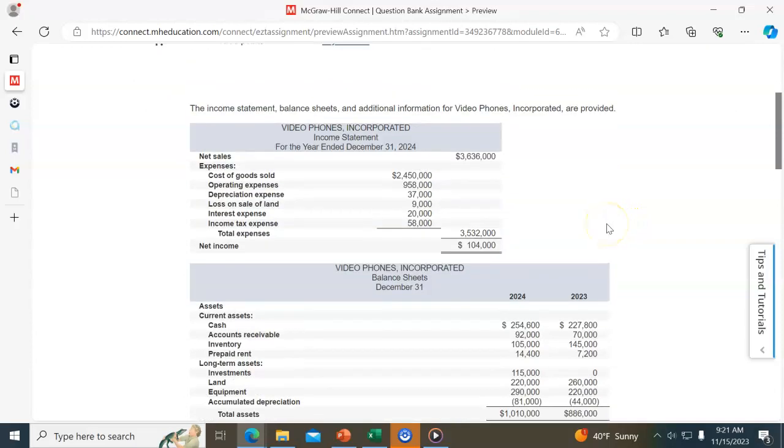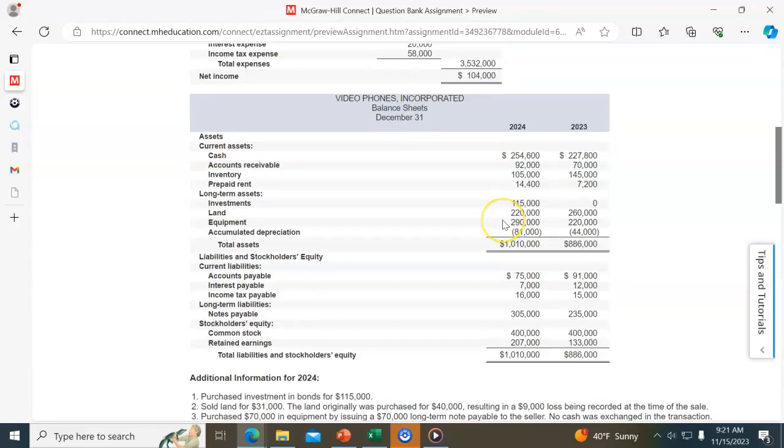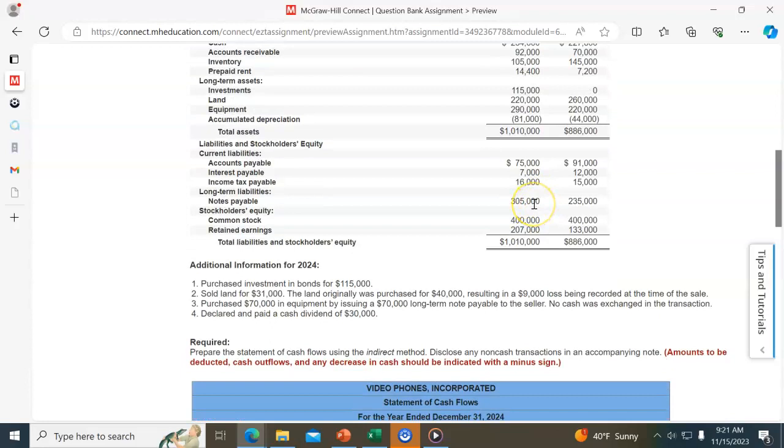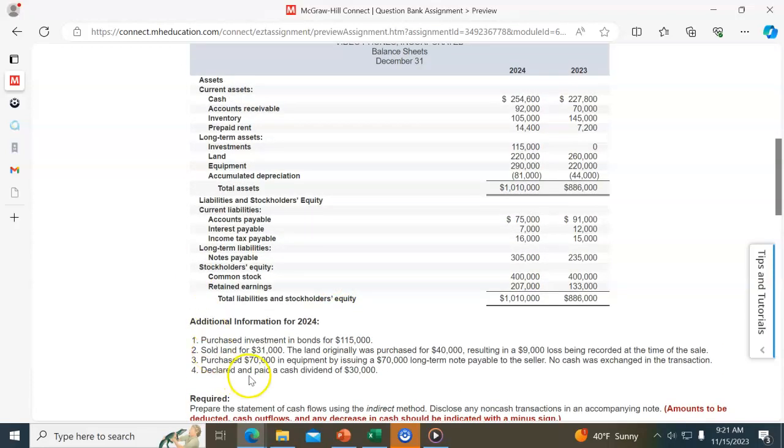Now, we've got the income statement and we've got the balance sheet. And then we have some information here. So, again, guys, it's the same concept though. It tells us purchased investment in bonds for $115,000. So this is an investment. A current investment is what? An investing activity, right? Right?